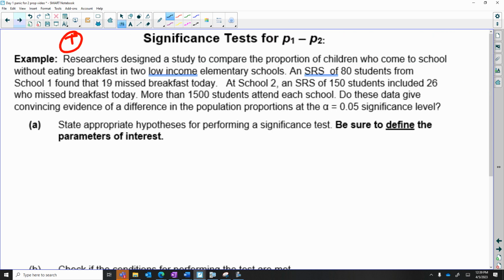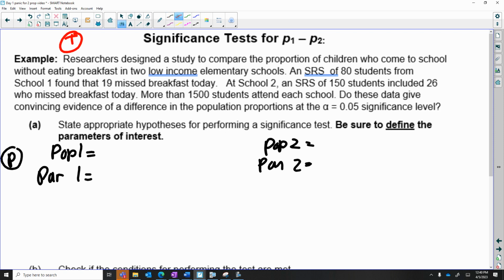The last thing that I'm going to leave you with is this question. I am not going to do it with you. I want you to read it and write down all the key information that you can about it. I want you to identify group 1, whoever they are, POP1, and POP2. These are two populations here. Parameter 1, parameter 2. That's going to be the P step. Then I want you to do H0 and HA. And then you can try to start checking your conditions.